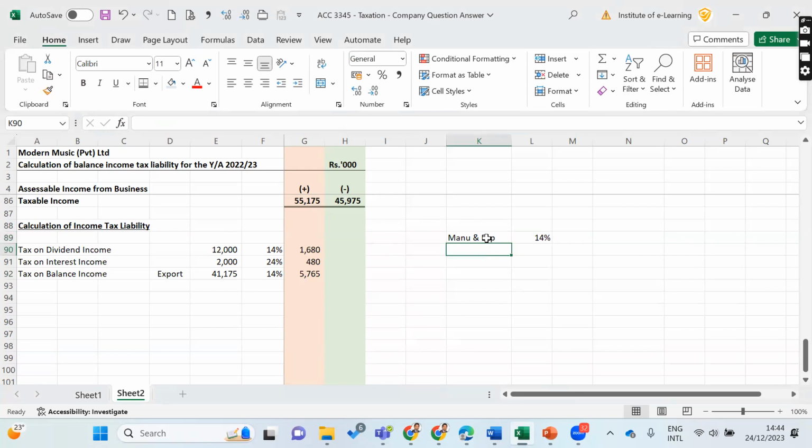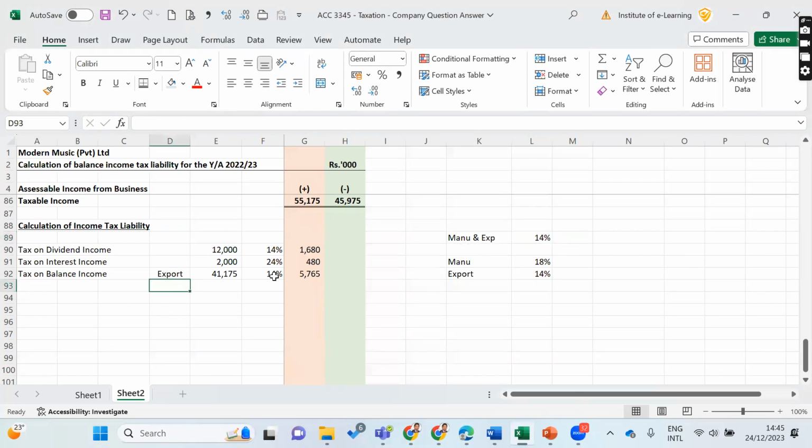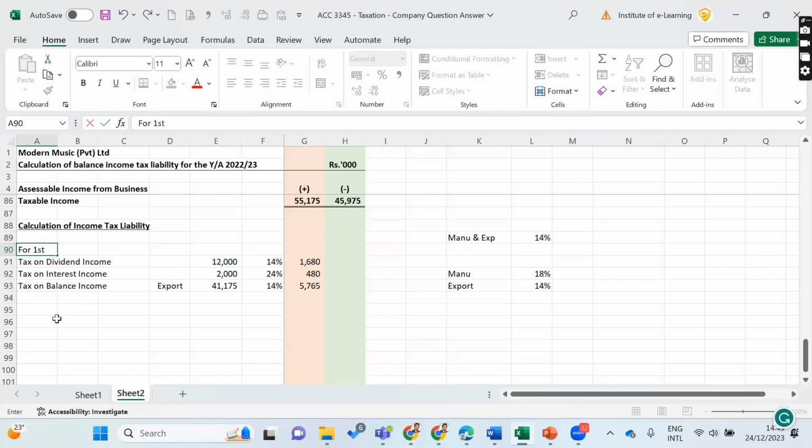For the first six month time, just repeating, for manufacturing only, 18% was there, right? See the harder rate. Export only 14%, and in manufacturing and export, you can enjoy the 14%, right? Therefore, 14%. Then for the balance six months, income tax liability for the year, for the first six months, right? This is for the first six months.